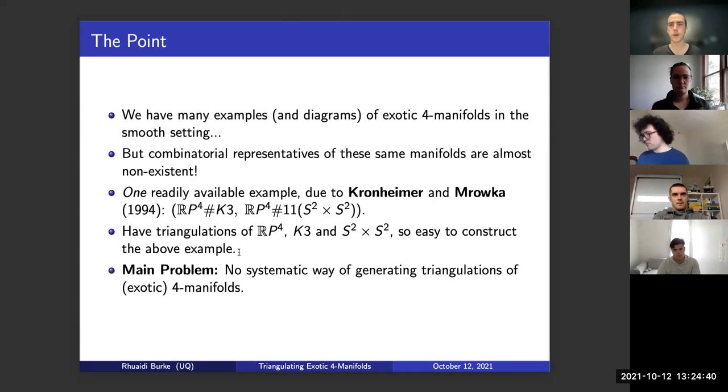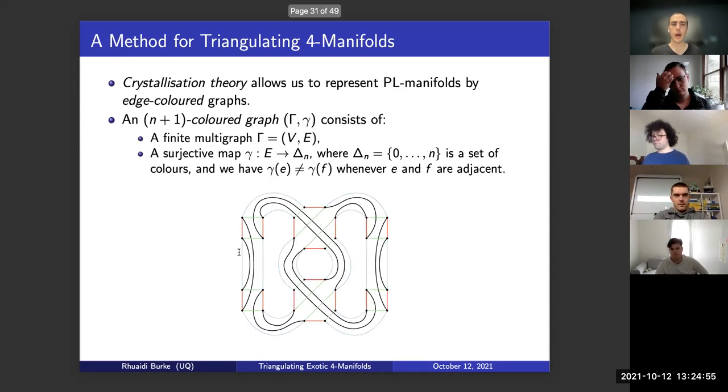But the main problem is that after this, there's really no systematic way of generating triangulations of smooth four manifolds or two handle bodies from framed link diagrams, let alone exotic four manifolds. And so now let me tell you about a method for triangulating four manifolds, and in fact, a method for triangulating any dimension manifold that you like, really.